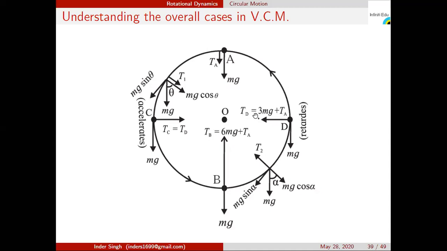Now why is it written as 3 mg? Okay, so this we are going to understand by considering the different positions. First we will consider the top position, then the bottom position, then the midway position, and we will conclude all these things.